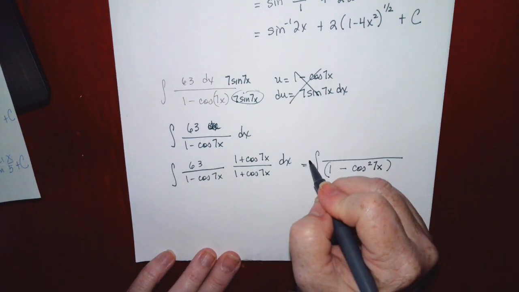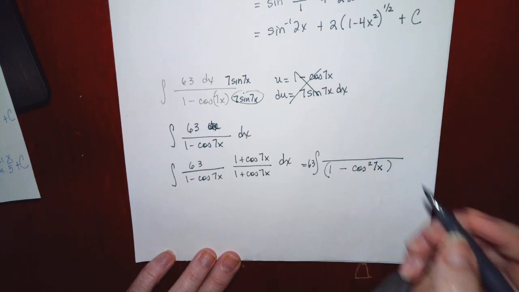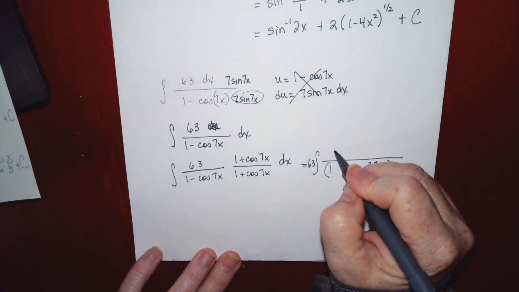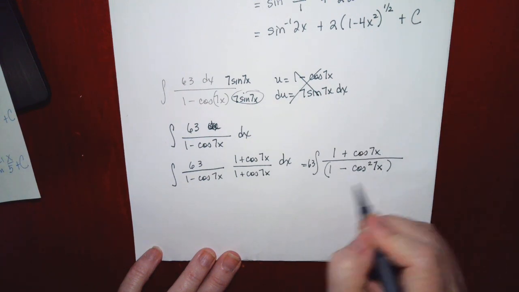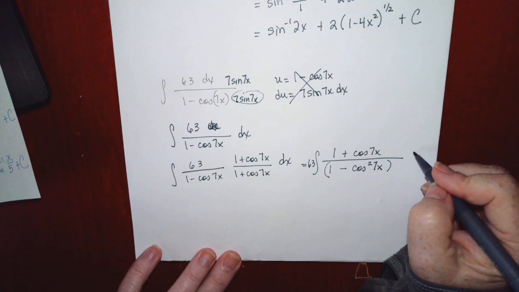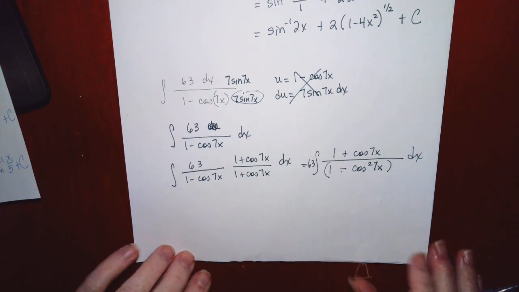And then I'm going to go ahead and factor that 63 out front. So I have 63 times the integral of 1 plus cosine of 7x over 1 minus cosine squared of 7x dx. And so right now it looks worse than it did when I started. But what is another way we could write 1 minus the cosine squared of something? Well, remember, we have the Pythagorean identity for sine and cosine.